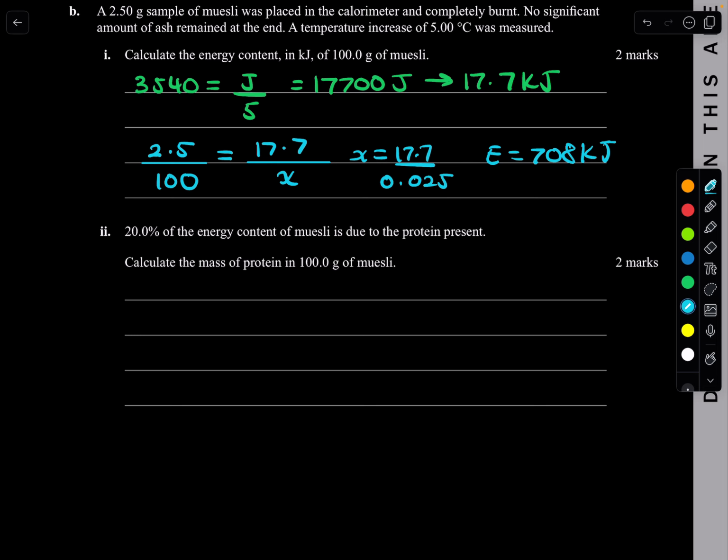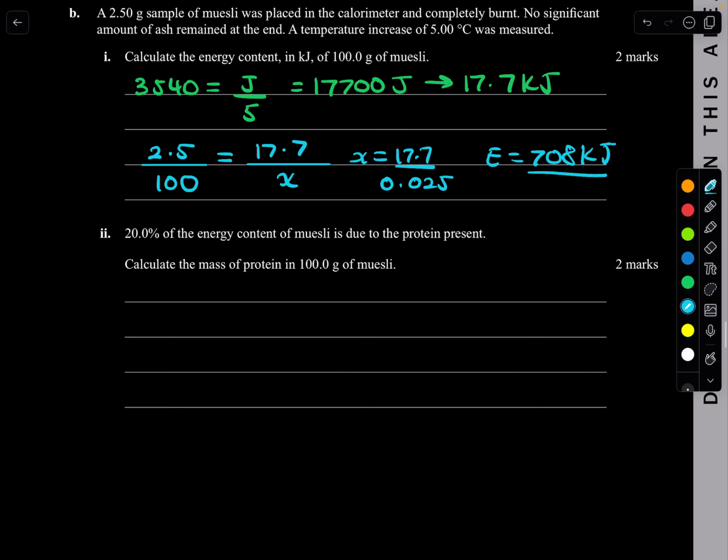Easy. So if we know that in 100 grams we release this much energy, and we know only 20% of that energy is from protein, let's multiply by 0.2 to see how much energy the protein would release. Times it by 0.2. We get 141.6 kilojoules. So basically, when you eat 100 grams of muesli, you get 141.6 kilojoules from the protein itself.